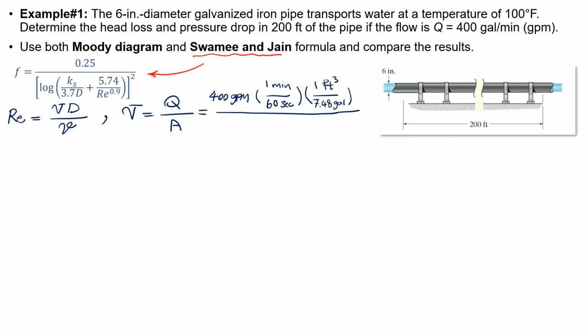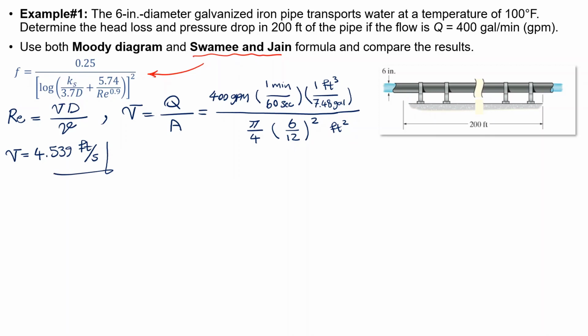And also the denominator is the area, which would be pi divided by 4 times diameter, which is 6 inches, divided by 12 to be feet, to the power 2. Perfect. So when you calculate this value for velocity, it would be equal to 4.539 feet per second. This is the velocity.